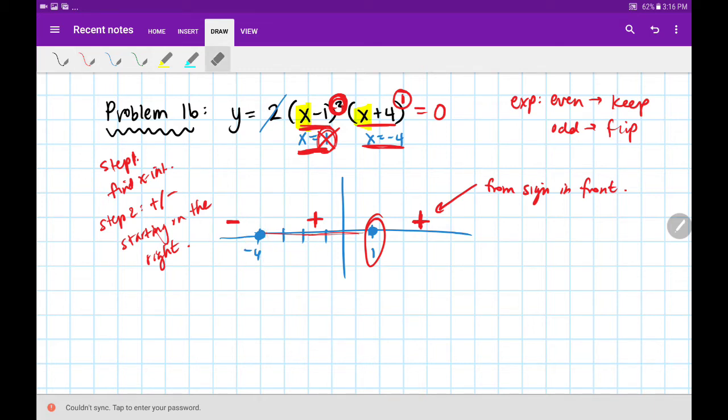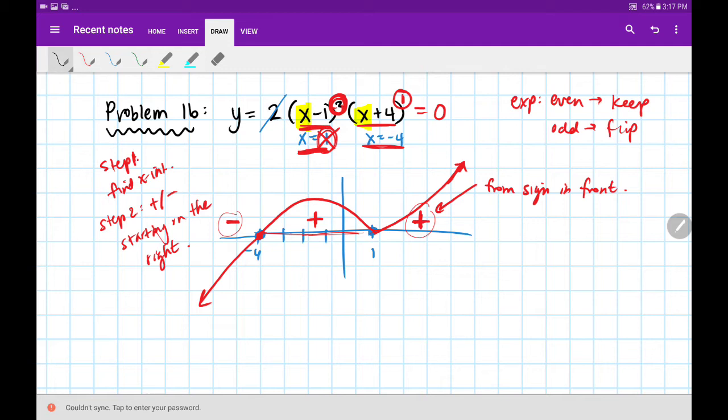And now it's time to just connect the dots. So let's start positive on the right side. That means you're going to be above the axis. Okay. Touch the nearest x-intercept. And now between 1 and -4 over here, we're going to be above the axis still. So we don't cross over, we just kind of bounce. And now at -4, to the left, we need to be negative or below the axis. So we must cross down. And that's our lovely graph.